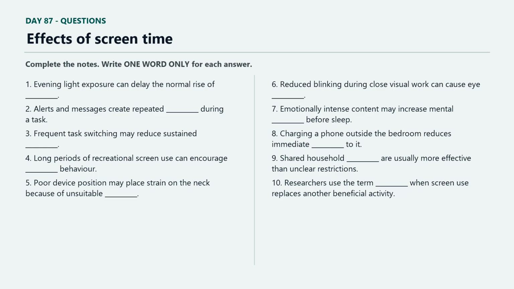Light is an important environmental signal for the human body clock. Exposure to bright light in the evening can shift biological timing later, particularly when the light reaches the eyes close to the usual sleep period. Evening light exposure can delay the normal rise of melatonin, a hormone associated with the beginning of the biological night.